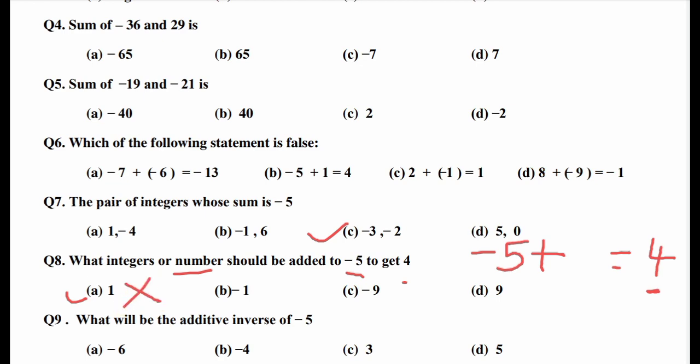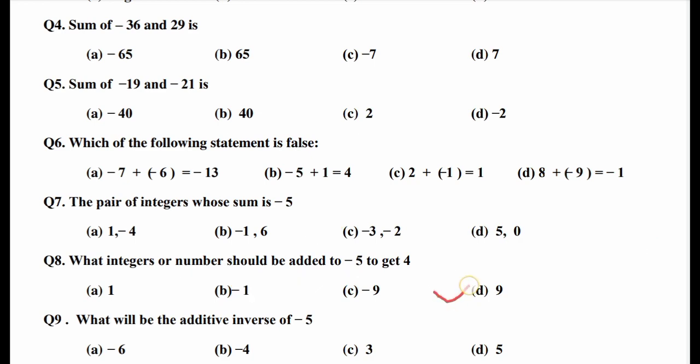So it is wrong. Then minus 1. Minus 5 plus minus 1 is equal to minus 6. So this is also wrong. Then minus 5 plus minus 9. It is minus 14. It is again wrong. And minus 5 plus 9 is equal to 4. And this is the correct answer. So answer is D.